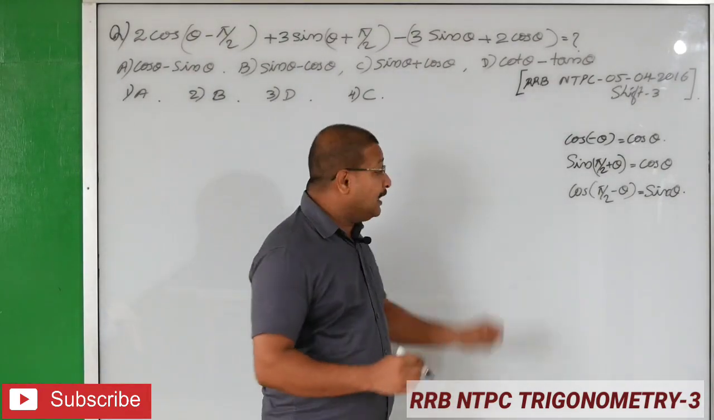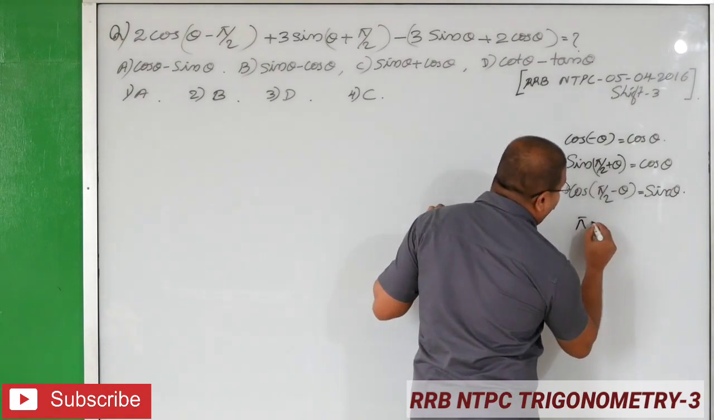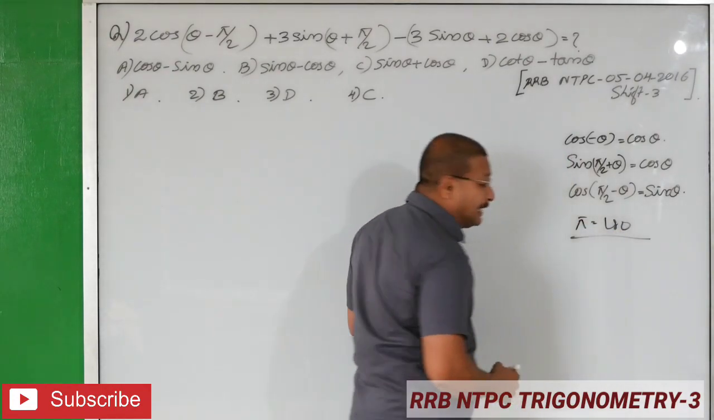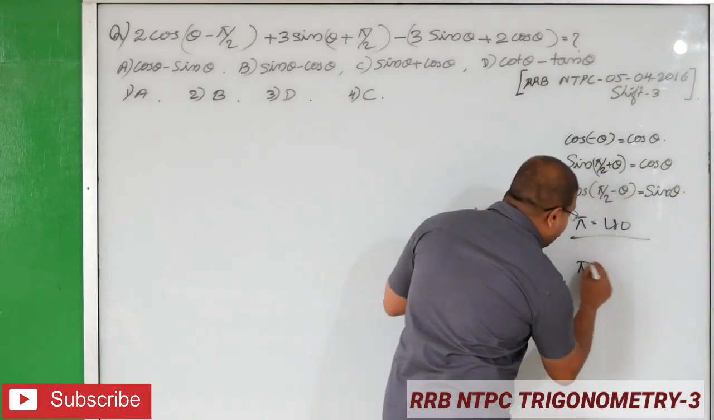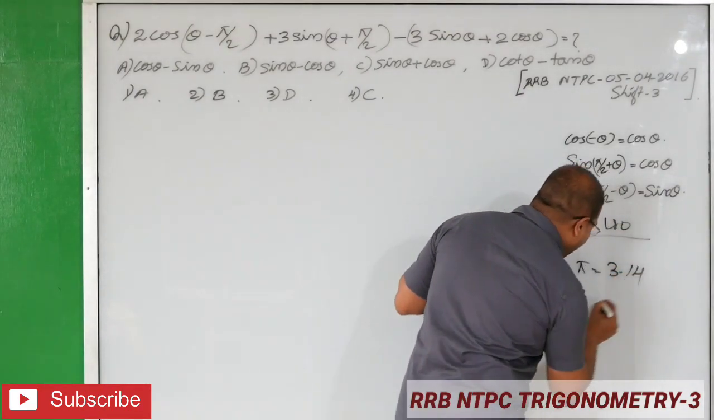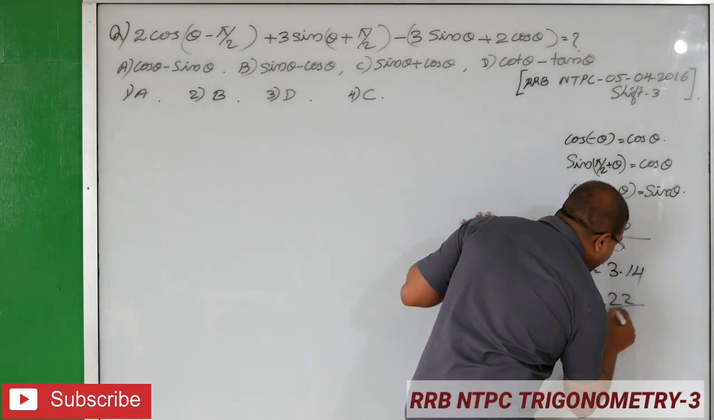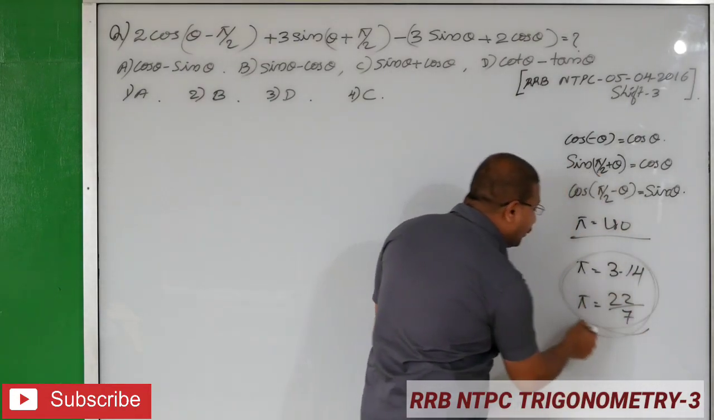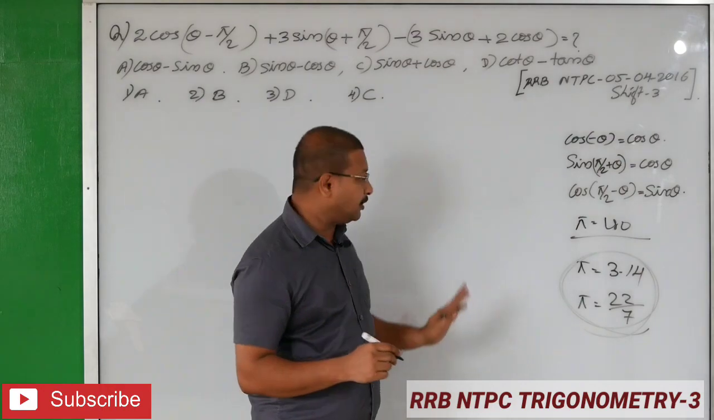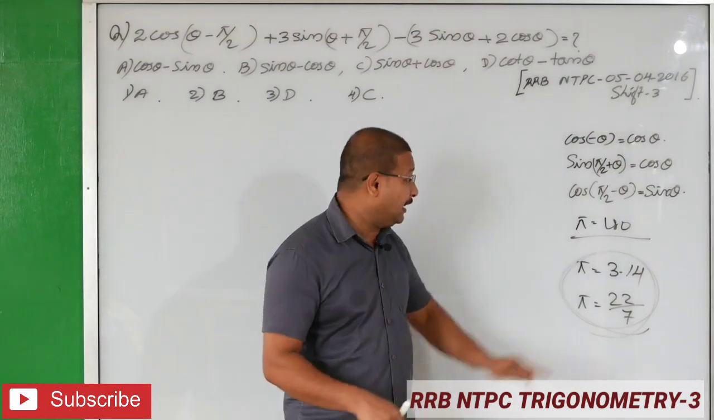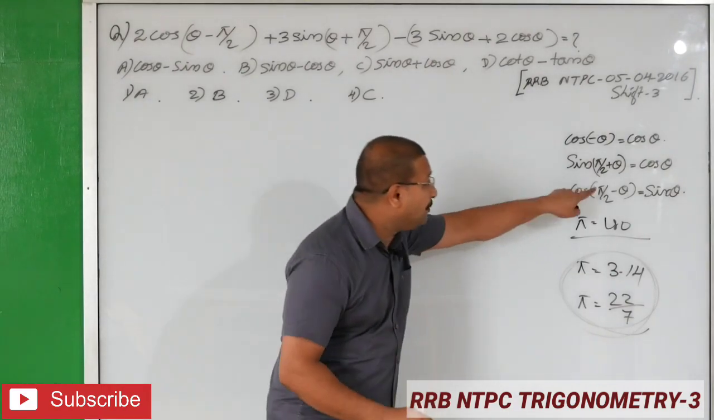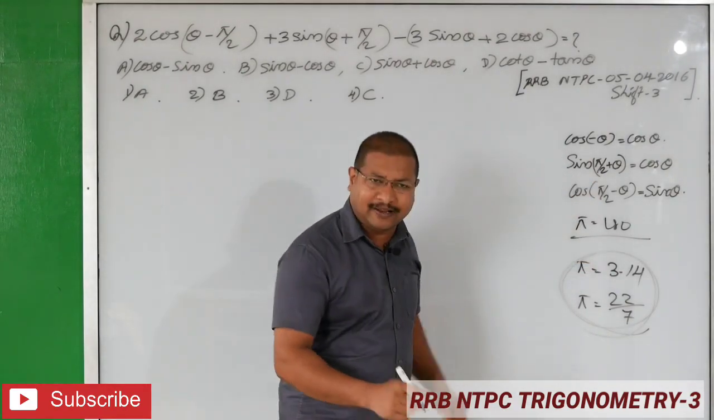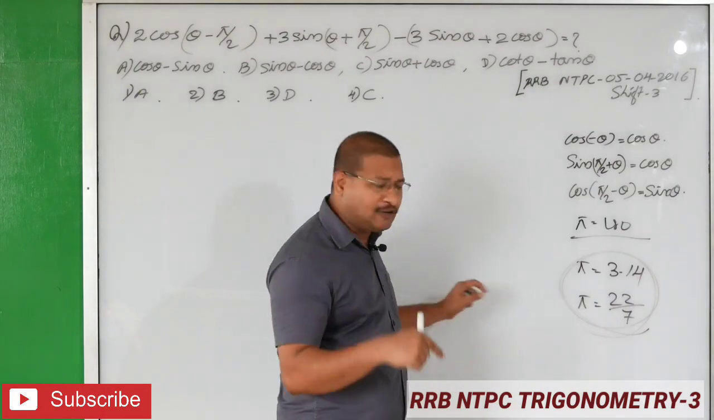For this particular question, you need to know three very important equations. For trigonometry, the value of pi is 180. But make sure that in the case of mensuration, pi equals 3.14, otherwise pi equals 22/7. This one we are not going to use here. For trigonometry, pi equals 180. Now, pi by 2 means 180 by 2, what will you get? 90.